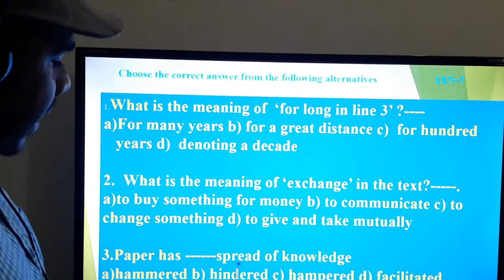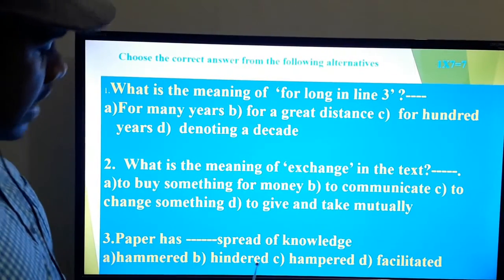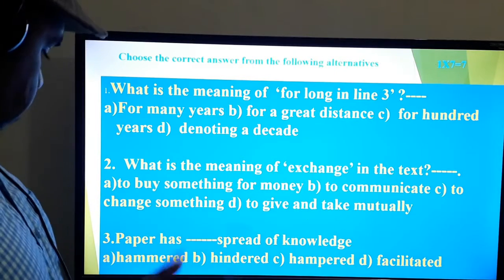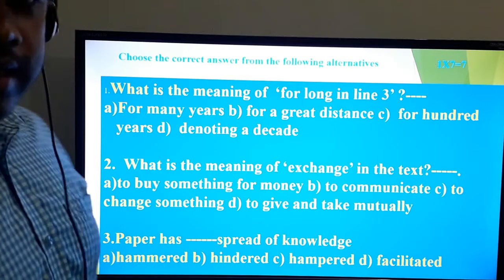Number 3, paper has dash spread of knowledge. Paper what? Hampered, hindered, hampered, facilitated. So can you easily understand that paper has facilitated the spread of knowledge? The answer is facilitated.